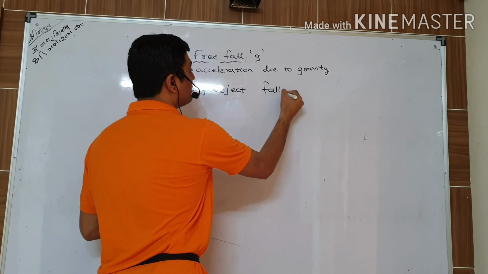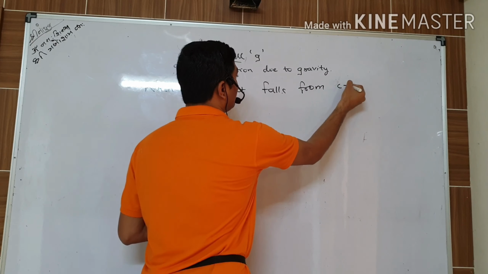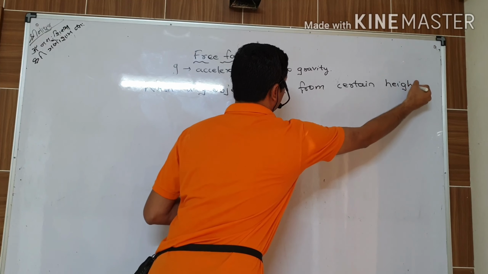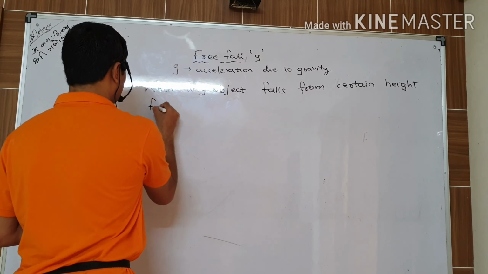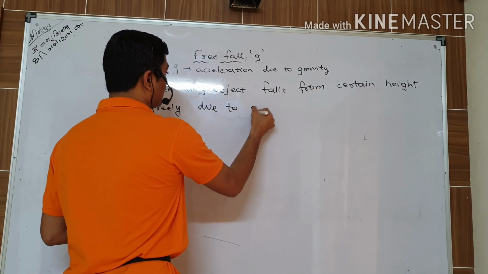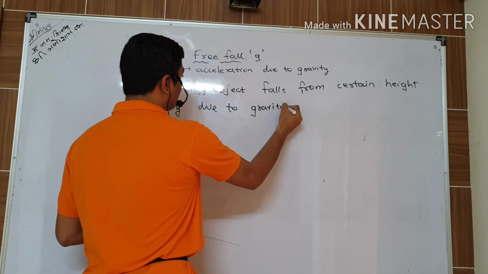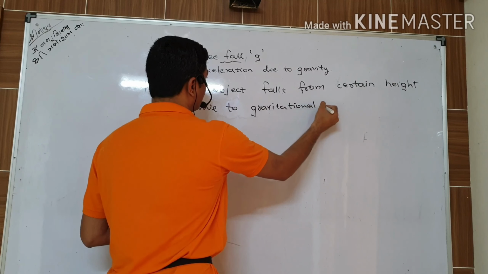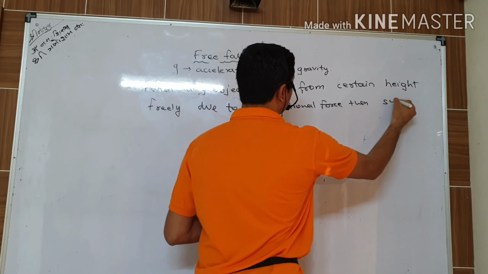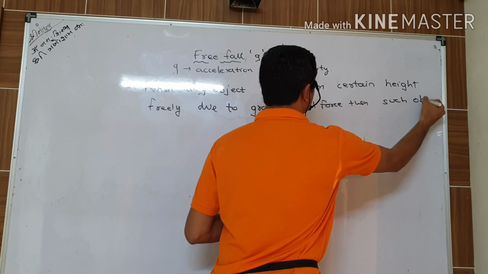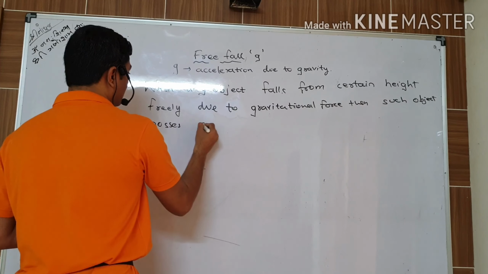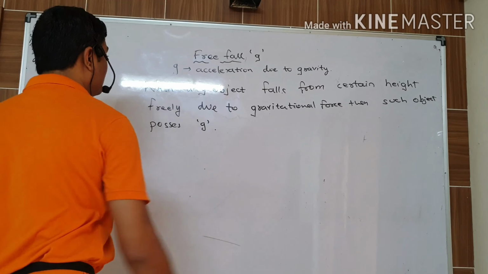So free fall exists when any object falls from a certain height freely due to gravitational force. Then such an object possesses, what does it have? g, small g, right?